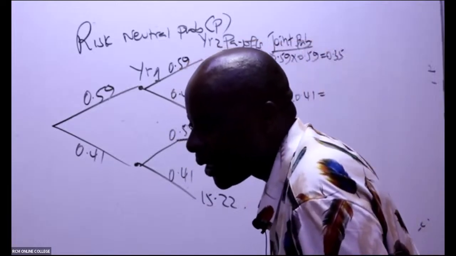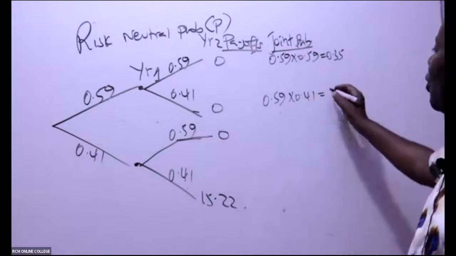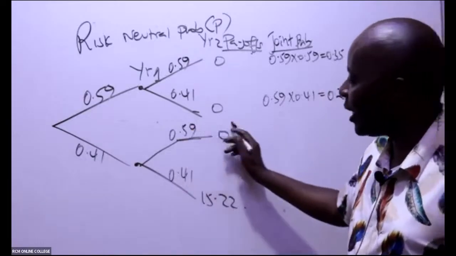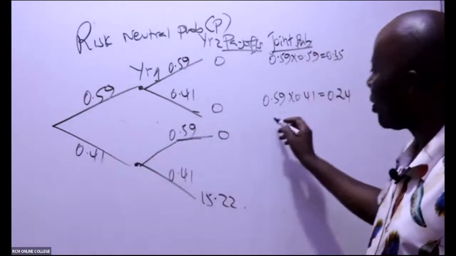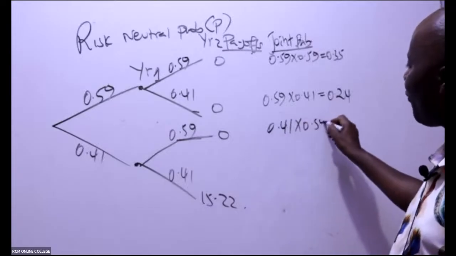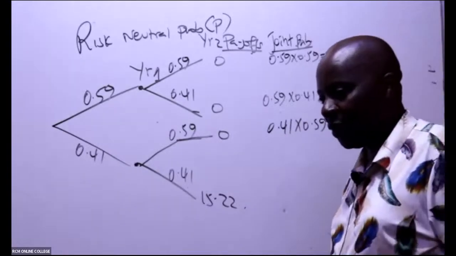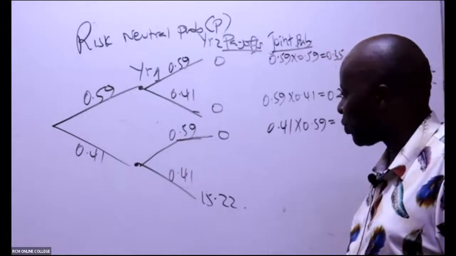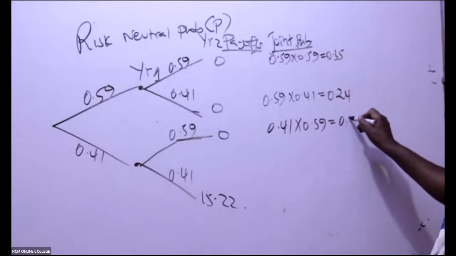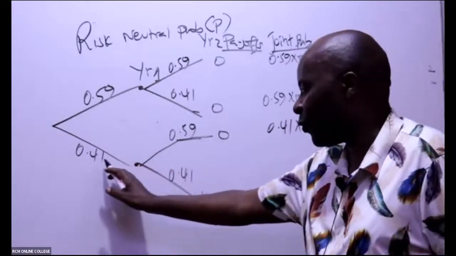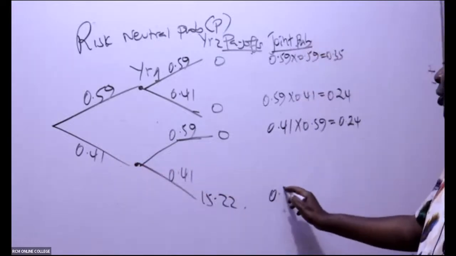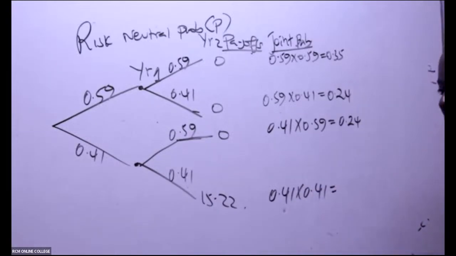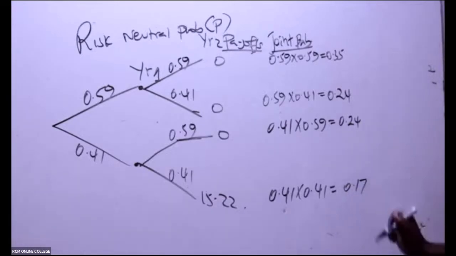How did you get the answers? 0.24, yes. Now come to branch number 3. You are following it. So this will be 0.41 times 0.59, which will end up giving us what figure? They're telling me it is 0.24. And then we have 0.41 times 0.41. Is there somebody able to give me this figure? I'm being told it is 0.17.